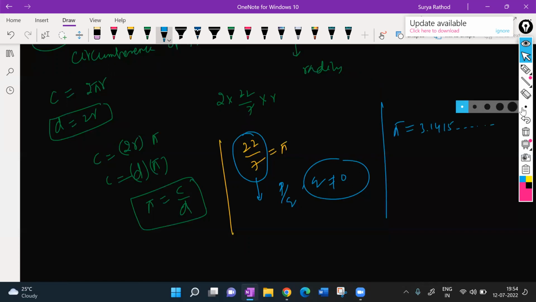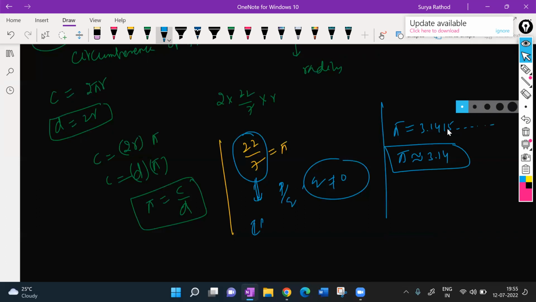3.1415... Approximately we take it as what? Approximately we consider this as 3.14. That is approximately, but it is not exact 3.14. Now, can you say that? Now, this is a rational number.